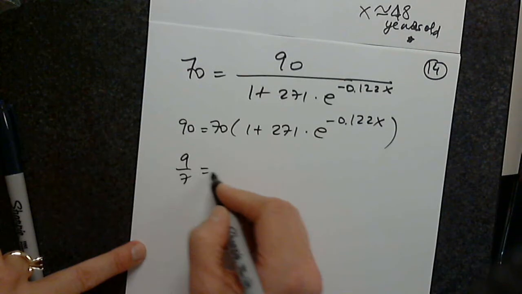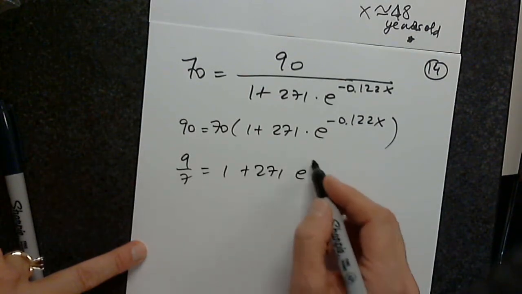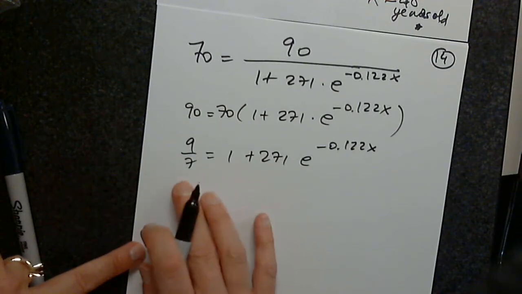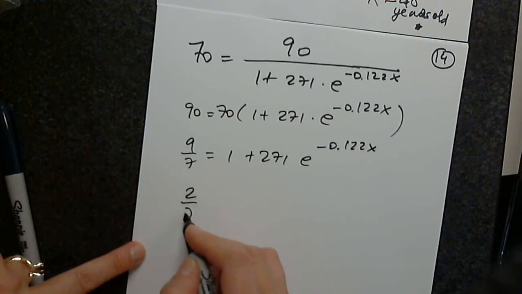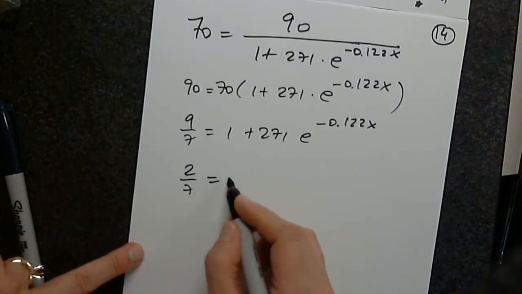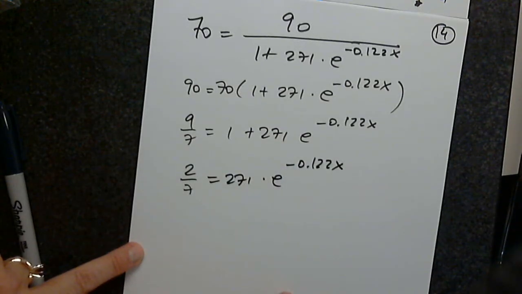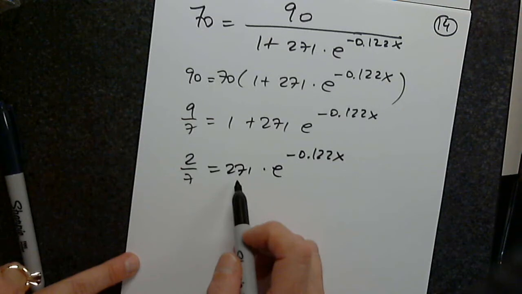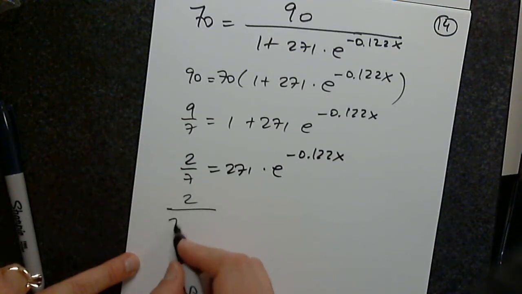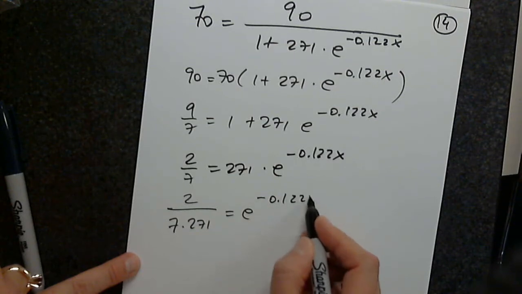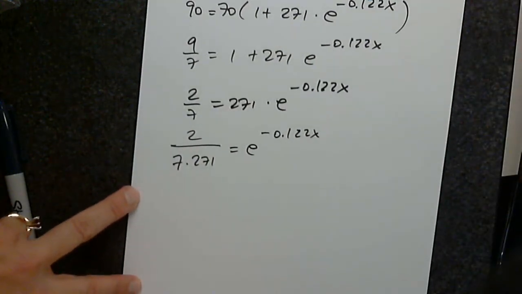So 9/7 equals 1 plus 271 e to negative 0.122x. Then I subtract the 1, which gives me 2/7 equals 271 times e to negative 0.122x. And then I divide by 271. 2 over 7 times 271 equals e to the negative 0.122x. And now I can apply natural log.